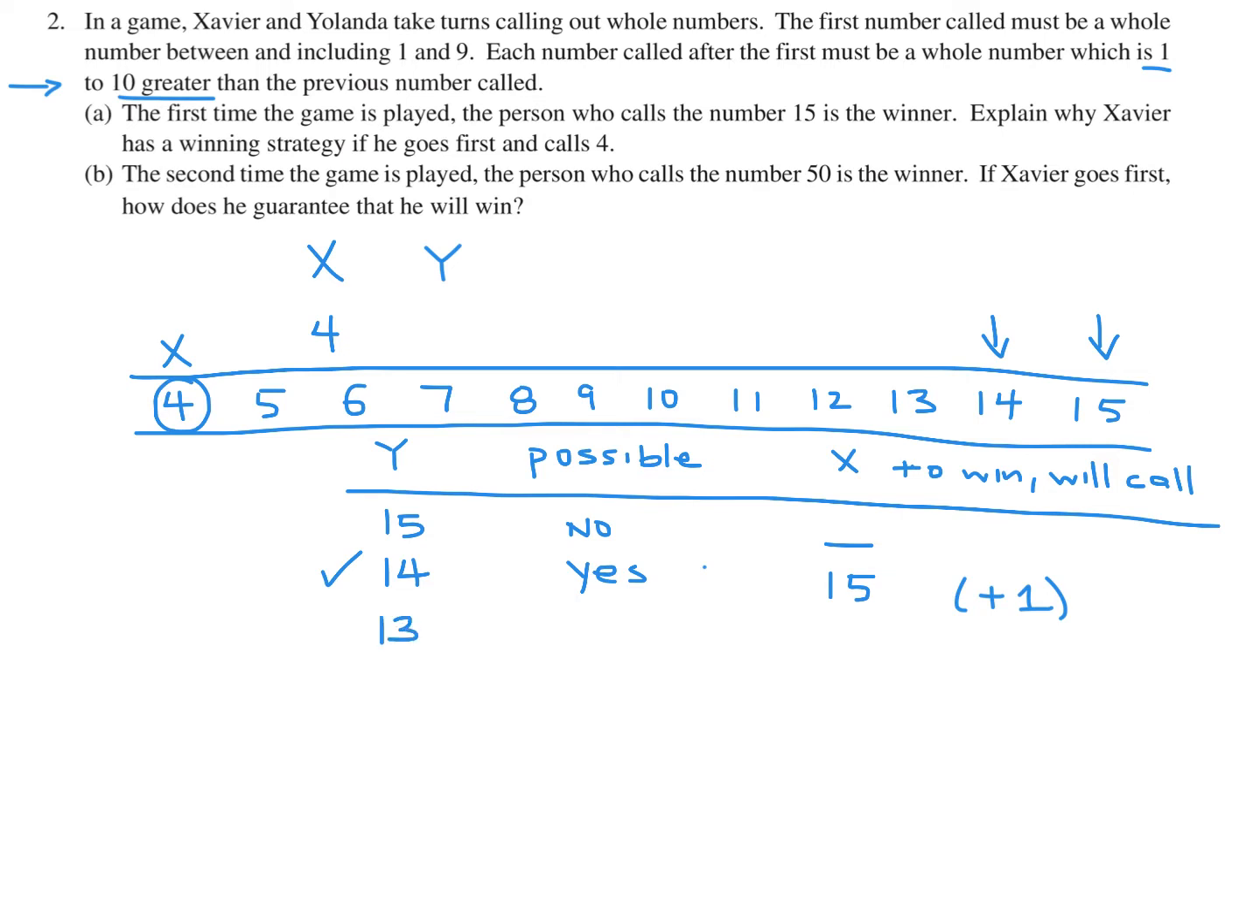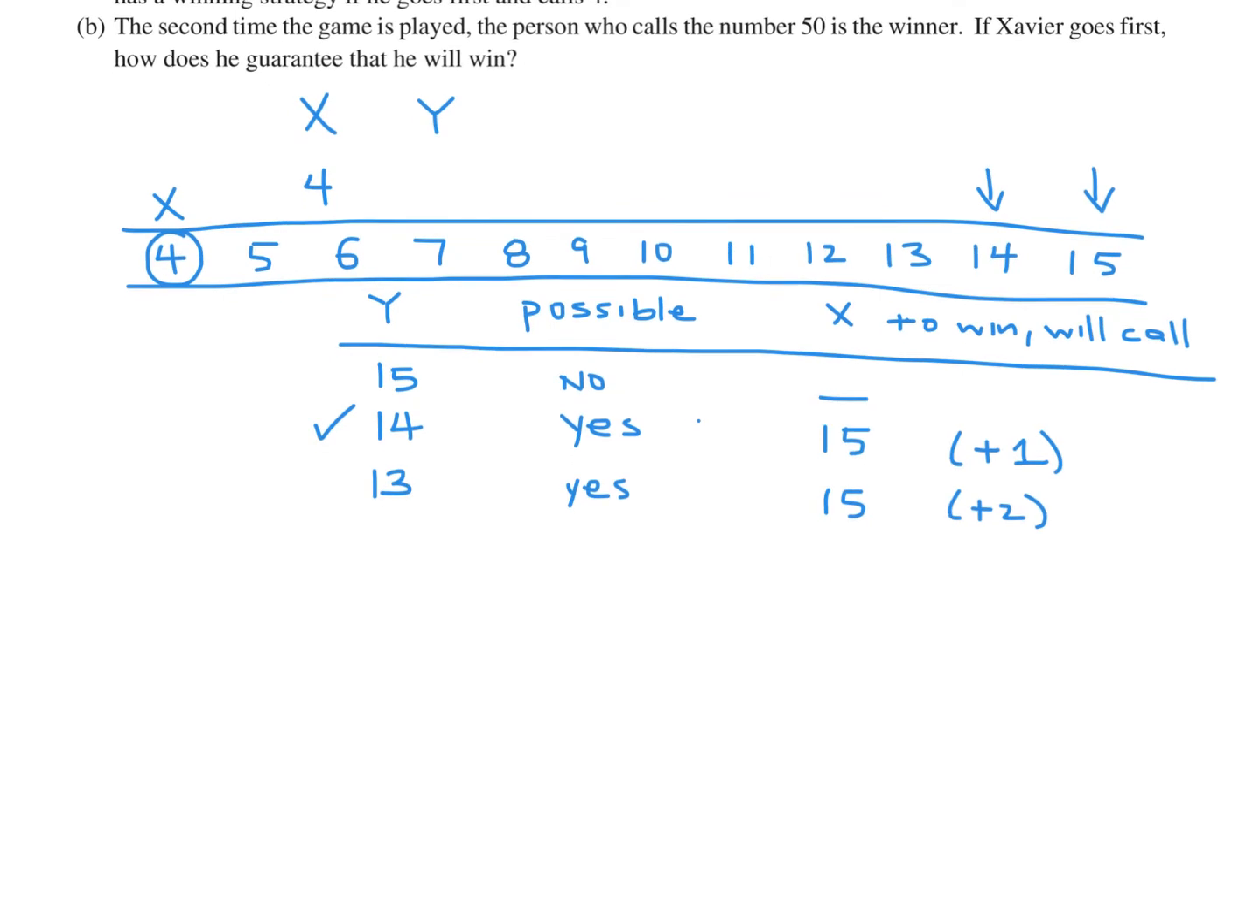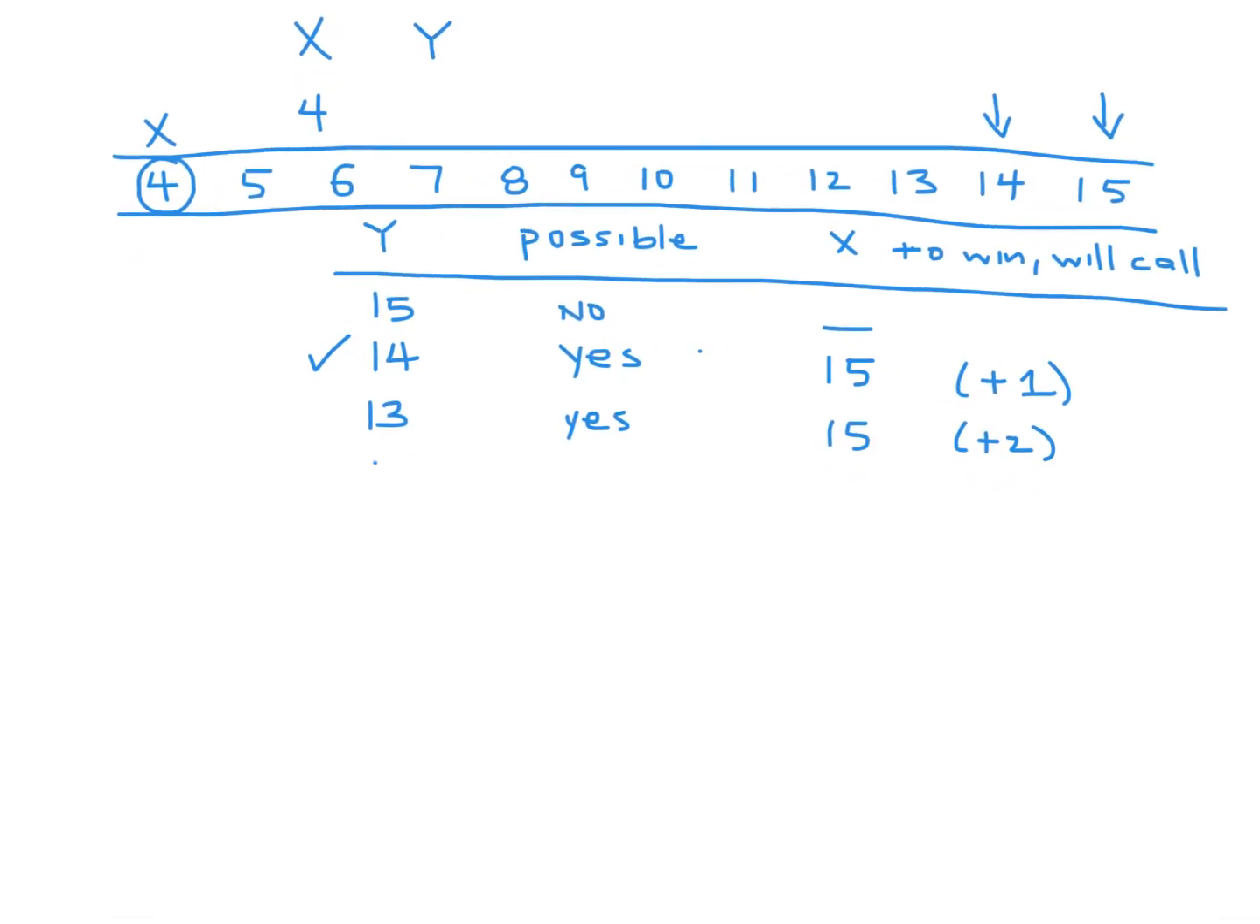Okay, let's keep going here. So 13, can y call that number? Yes, because 13 is 9 more than 4. Then x would have to call 15, and he can because that's plus 2, and that is part of the criteria. So I hope you get the point here. That's basically all it is, and you just keep doing this. 12, yes, 15 plus 3. 11, yes, 15 plus 4. And then so on, all the way down to the last one, which is 5. Can y call a 5? Yes. And can x now call a 15? Yes, because 15 is plus 10.